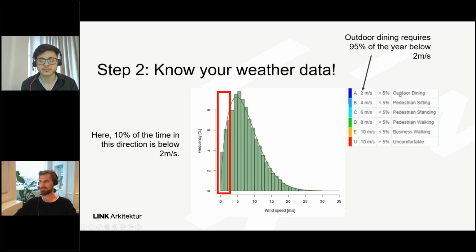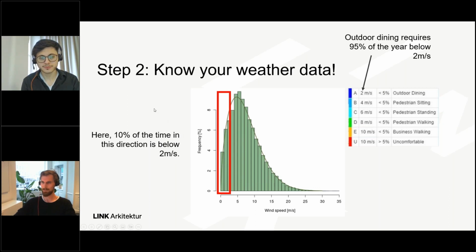What it inversely says is that we want 95% of the year to be below 2 meters per second. That's when we recommend an area to be good for outdoor dining. And when we look at the Weibull curve here, if you're looking at 2 meters per second, we should put a line here, and then we can count the frequencies up here. So in this case, it would be 10% of the time that we have below 2 meters per second.